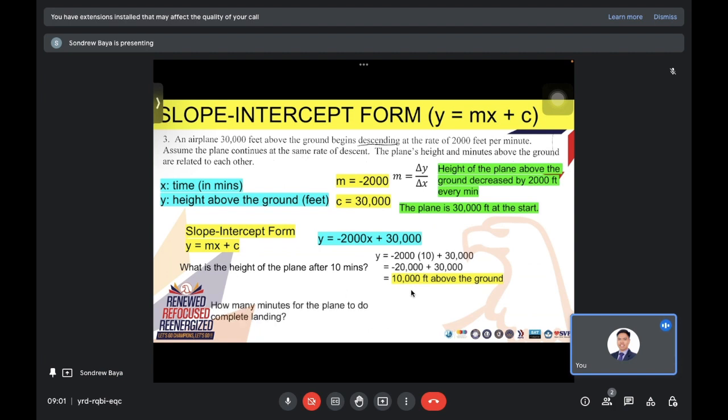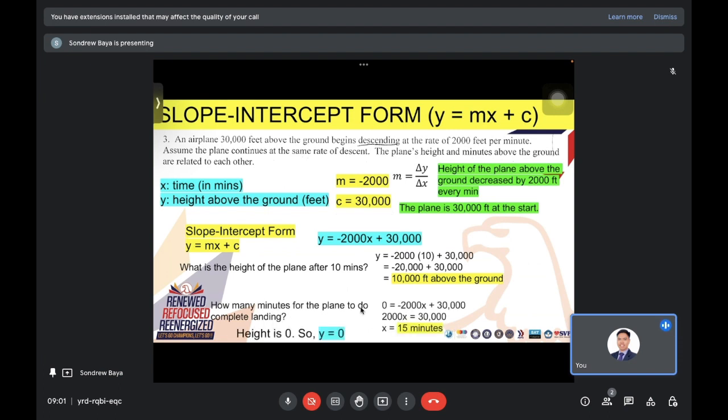Now, if the question asks how many minutes for the plane to do a complete landing, if you try to analyze complete landing, it means the plane is already on the ground. So the height of the plane would be 0 because it's already on the ground. All right? So that's the height, and we're asked for the minutes, meaning the missing quantity here is the x.